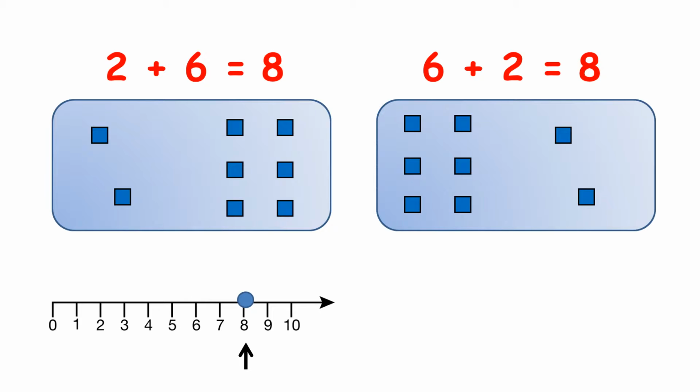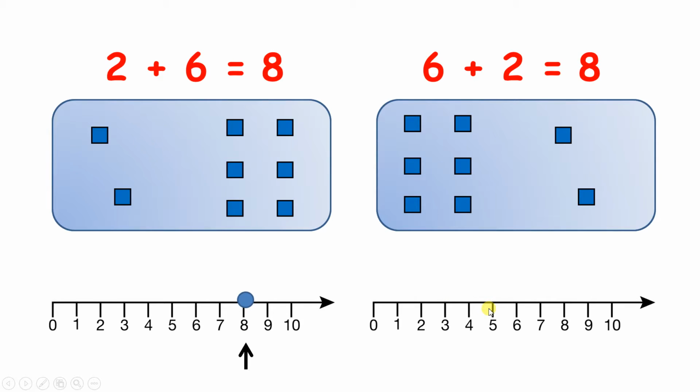But because order doesn't matter with addition, when I'm using a number line, it's easier to do 6 plus 2. So I start on 6, and then I make 1, 2 jumps, and I end up at my answer, which is 8.